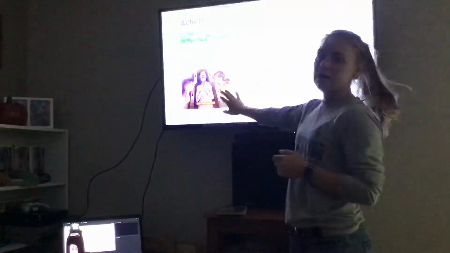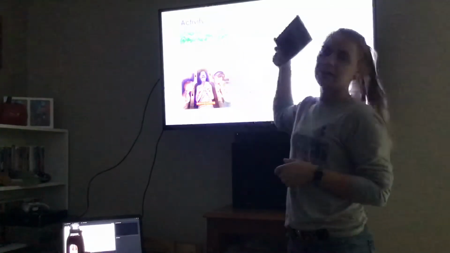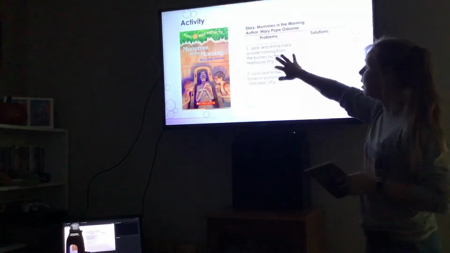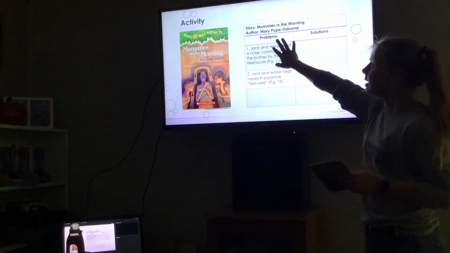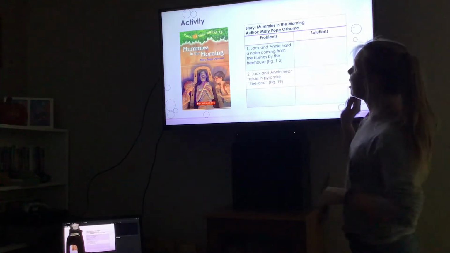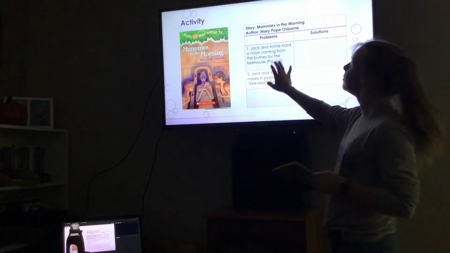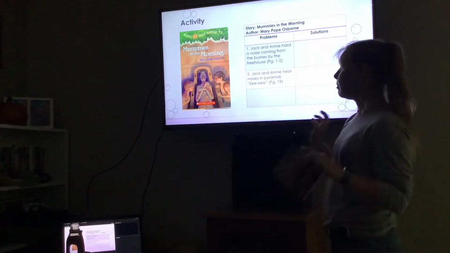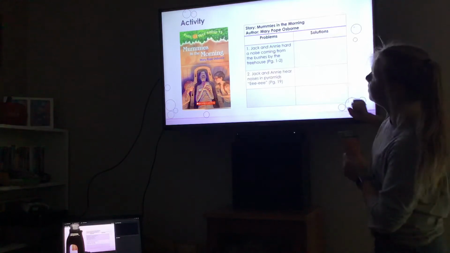We're going to be using Mummies in the Morning to do this activity. Everyone should have a copy on their desks. It is by Mary Pope Osborne. This isn't the same chart you have, but it's very similar. I gave you 2 of the 3 problems in the book. The first problem we see is Jack and Annie hear a noise coming from the bushes by the treehouse. It's on pages 1 and 2. The second problem is Jack and Annie hear noises in the pyramids in Egypt on page 19. So the goal is to read through the story and find possible solutions.